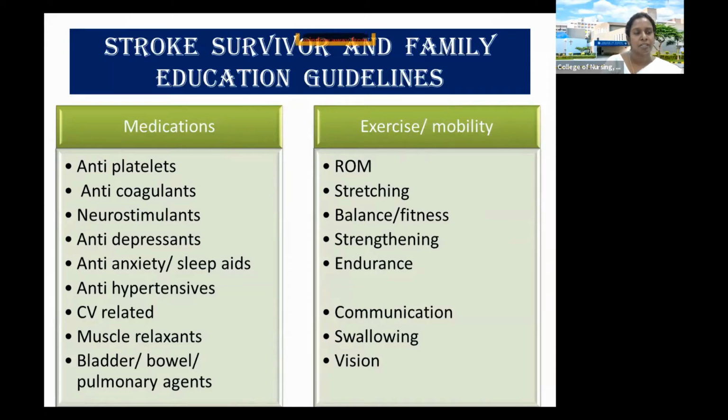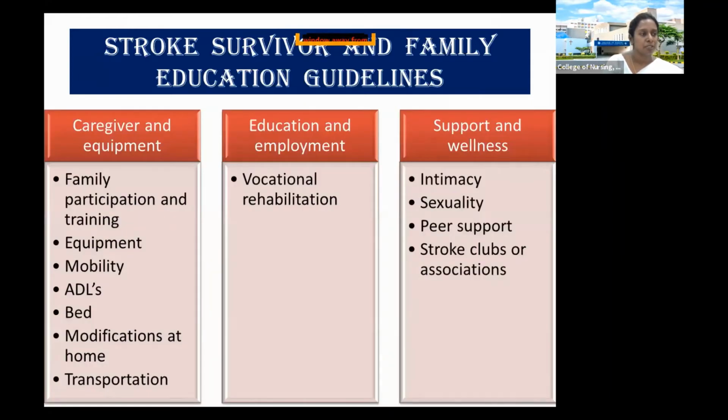Exercise and mobility related, these are the training that patients can undergo. Communication, they definitely have to undergo speech therapy. Swallowing, again, training is done for dysphagia, and visual perceptual deficits can also be addressed. For the caregiver, we can tell them about certain equipment like orthotic devices that can be given for patients, mobility training, how they can assist them in the activities of daily living, any modifications that are required at home, transportation, wheelchair accessibility, all those things can be taught.